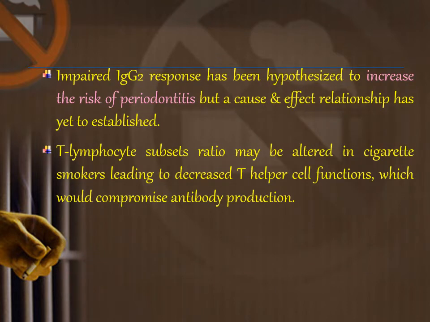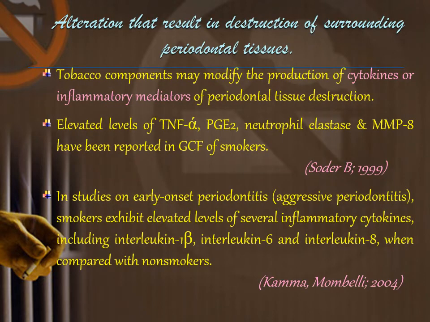Impaired IgG2 response has been hypothesized to increase risk of periodontitis, but a cause and effect relationship has yet to be established. T lymphocyte subset ratio may be altered in cigarette smokers, leading to decreased T helper cell function, which would compromise antibody production. Alteration that results in destruction of surrounding periodontal tissue.